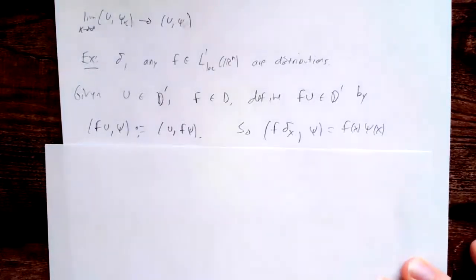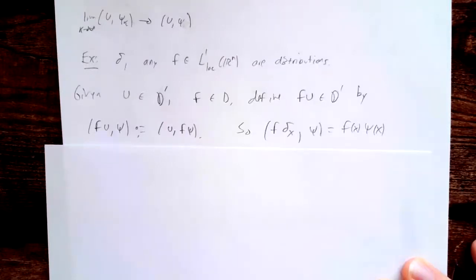So for example, take delta x. I create a new distribution f times delta x. Its definition is just going to be delta x applied to f times psi. So the distribution given by multiplying the evaluation functional by f is nothing but evaluating f times psi at the point x. So it's actually quite natural. However, it does not make sense to multiply two distributions together, in the same way that it doesn't make sense to multiply two vectors together in a general vector space.